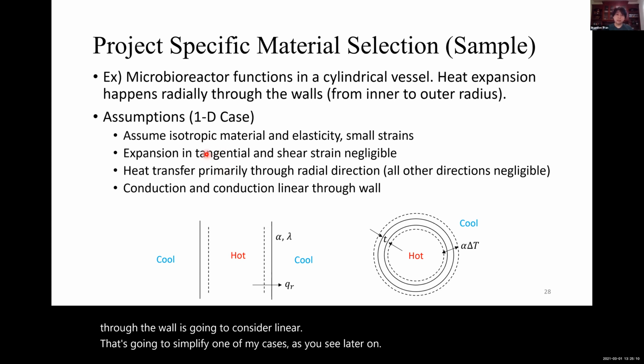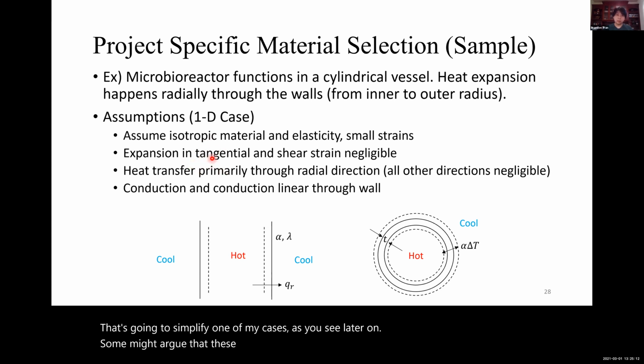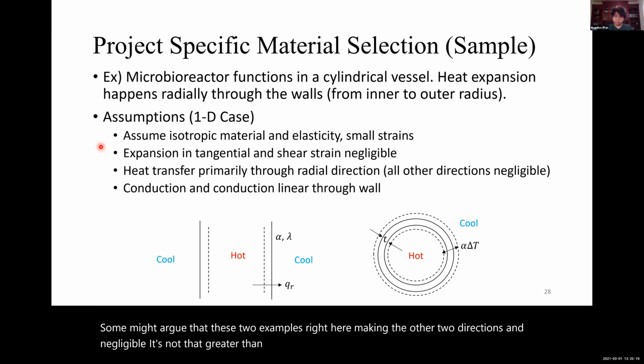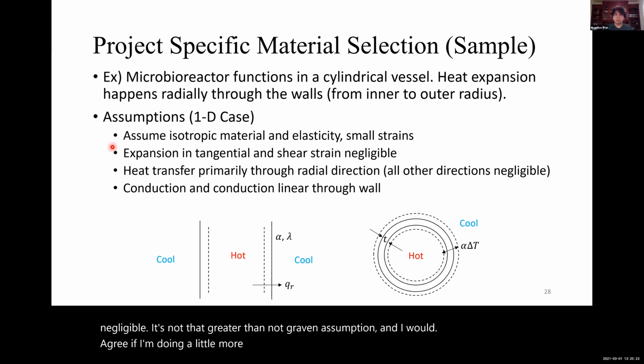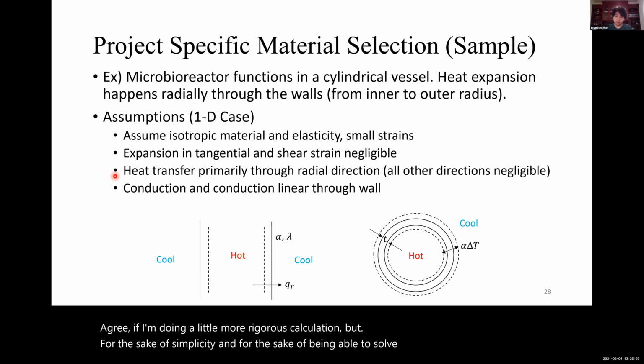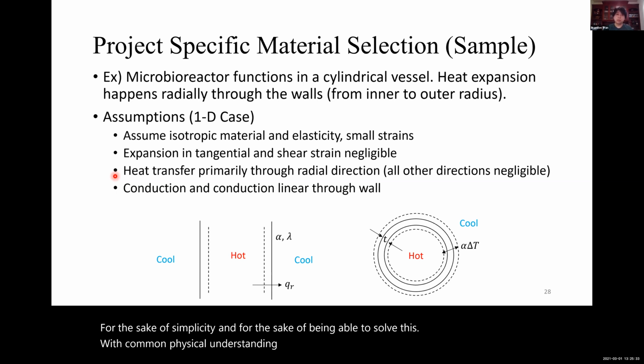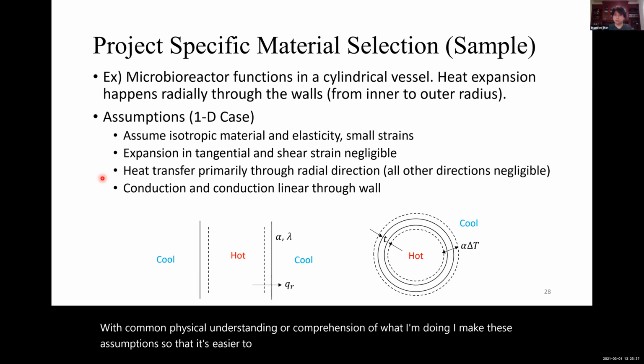Some might argue that making the other two directions negligible is not that great of an assumption, and I would agree if I were doing a more rigorous calculation. But for the sake of simplicity, and to be able to solve this with common physical understanding of what I'm doing, I make these assumptions so that it's easier to go through the derivation, right?